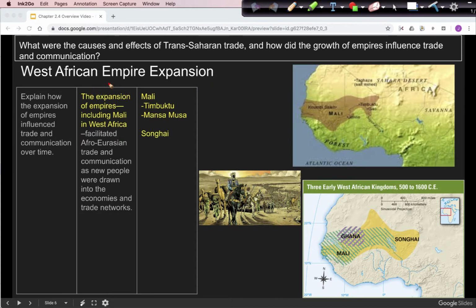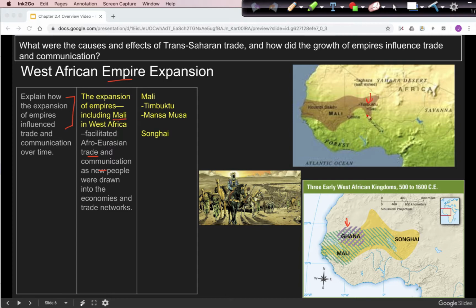Okay, so the next section is about West African empires, and this section here says explain how the expansion influenced trade and communication. And we'll look at empires like Mali in West Africa and how they facilitated trade and communication. Just a reminder that back in 1.5 you studied about Ghana, which was a pre-existing West African kingdom, and it fell by the 12th century and was replaced by Mali. Like Ghana did, Mali relied on gold as their primary source of revenue. They also expanded their taxing of trade so that they made more money.